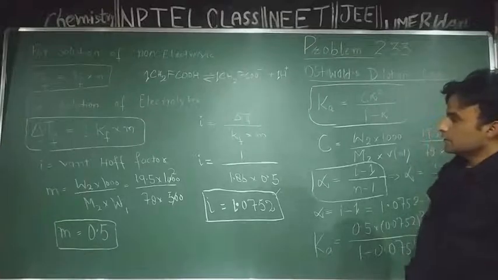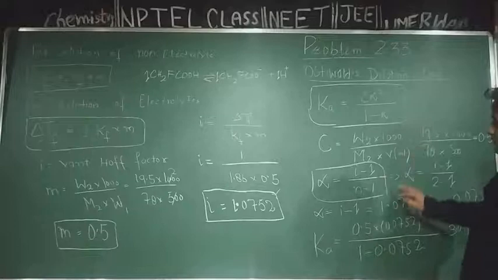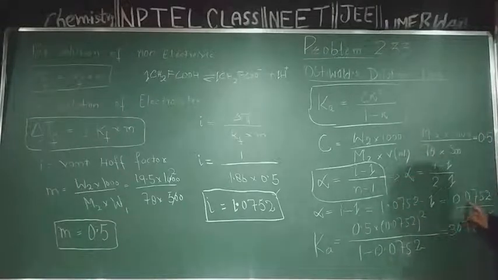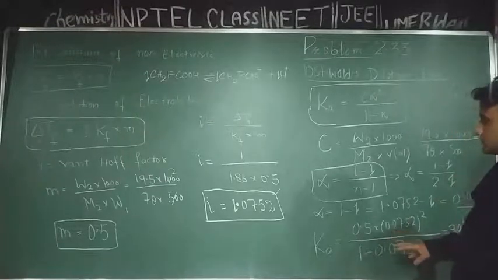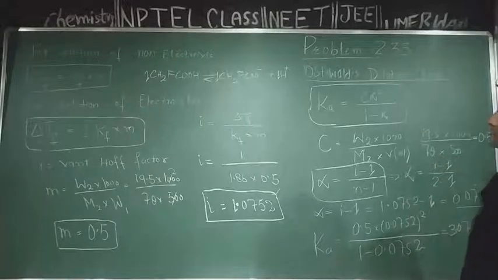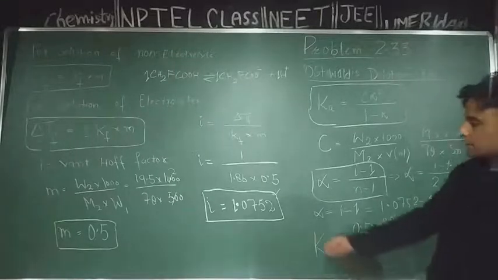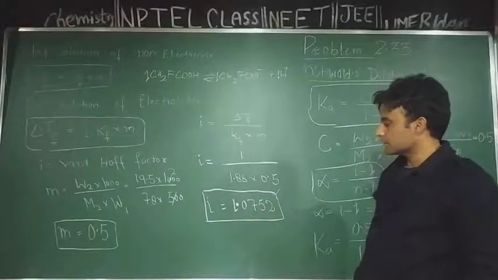The information is that the degree of dissociation is less than 1, indicating that fluoroacetic acid is a weak acid or a weak electrolyte. Or else I can say the dissociation constant is of the order of 10 raised to power minus 3, indicating that it is a weak acid, weak electrolyte, and the Van't Hoff factor is greater than 1, equal to 1.0752.